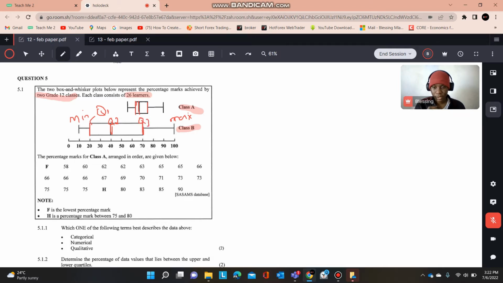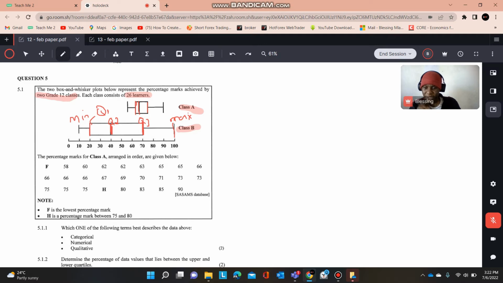Quartile 3, also referred to as the upper quartile, right? So I've analyzed our box and whisker. We said this first part represents the minimum mark, this one quartile 1, this middle line represents quartile 2, and then the last line on the box represents quartile 3, also known as the upper quartile, and this last line over here represents the maximum mark. Same thing with class A, right? So that's our box and whisker.